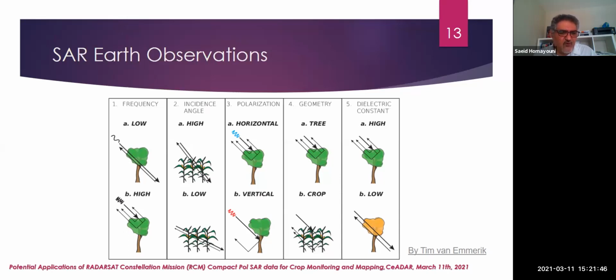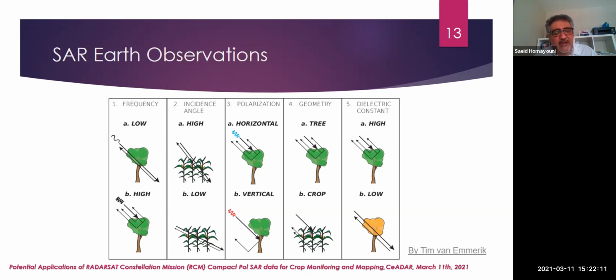So we have low frequency and high frequency, and as a rule of thumb, if the wavelength is higher, or the frequency is lower, the penetration power is higher. So you can go into the canopy and observe the structure of branches, leaves, and canopy, which in some cases is very important.